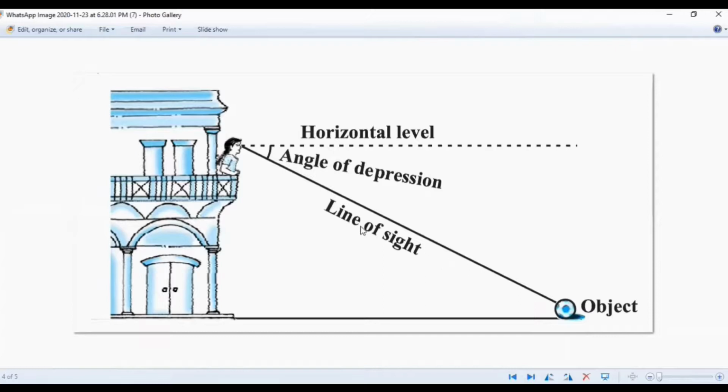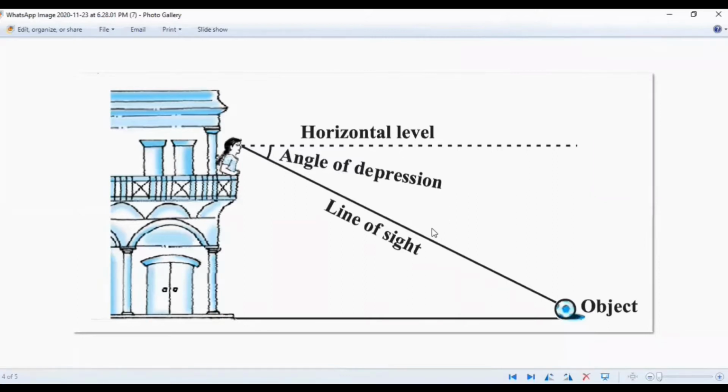So here you look at the picture. A girl is standing on the balcony of this house, and she is looking at some object, some football or something, on the ground. The line of sight is drawn from the eye of this girl, the observer, to a point on the object. The horizontal is the line drawn parallel to the ground from the eye of the observer. And the angle of depression is the angle formed between the line of sight and the horizontal level. Since here in this picture she is looking down, the angle formed between the horizontal level and the line of sight is called the angle of depression.